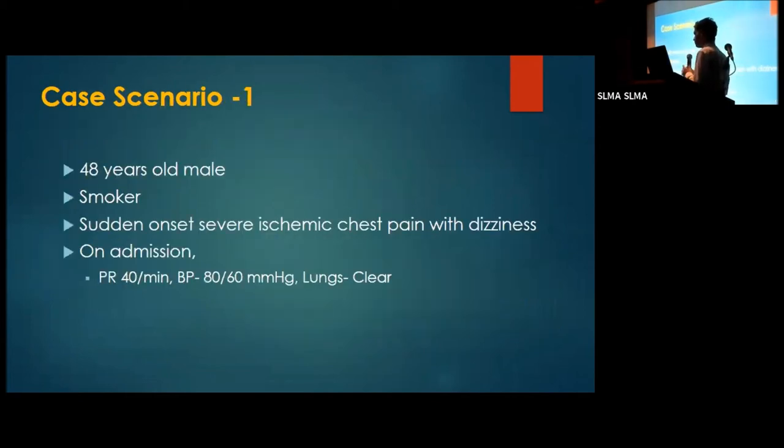So I'm going to run my presentation with a few case scenarios that we have encountered in our day-to-day activities. We got a patient from a referral hospital, a 40-year-old male who was a very heavy smoker, in fact a chain smoker, who complained of sudden onset severe ischemic chest pain and dizziness. We have to analyze each and every component, chest pain and dizziness. Of course, the patient was unstable on admission: pulse rate was 40 and blood pressure was low. But even though the lungs were clear, the patient was not in heart failure.